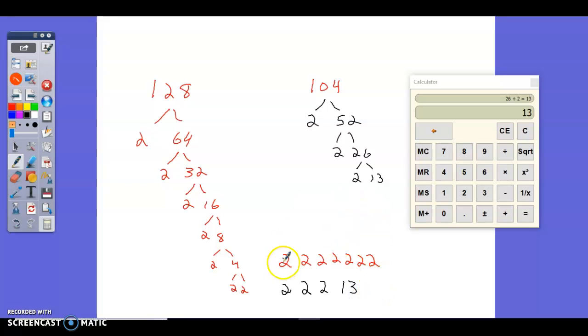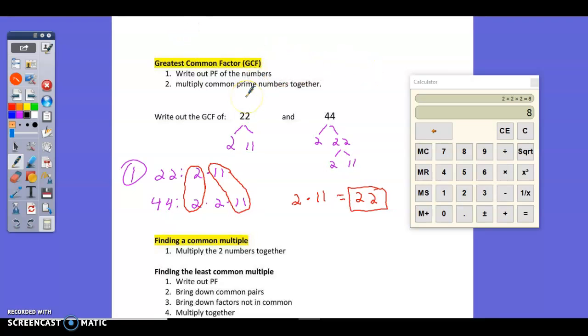All right, so now what do they have in common? They have 1 2, 2 2s, and 3 2s. So 2 times 2 times 2 is going to be our GCF. 2 times 2 times 2 equals 8. That would be our GCF. All right, so that's how we find the greatest common factor.